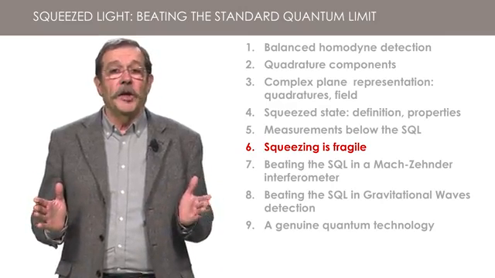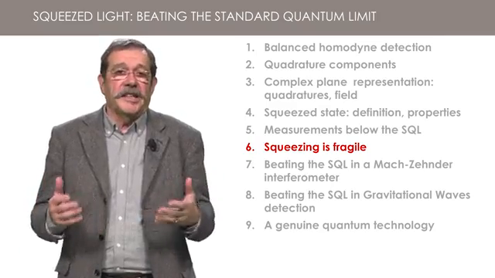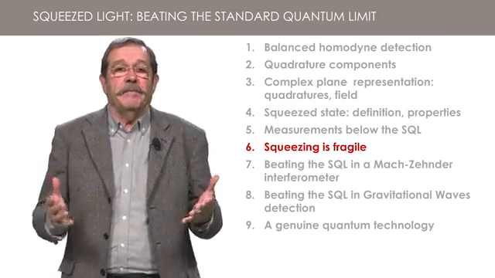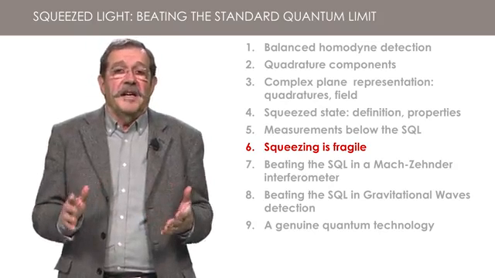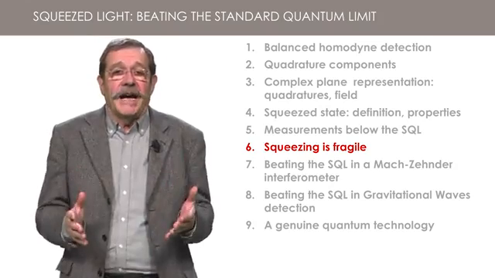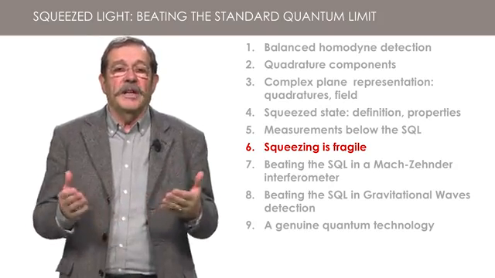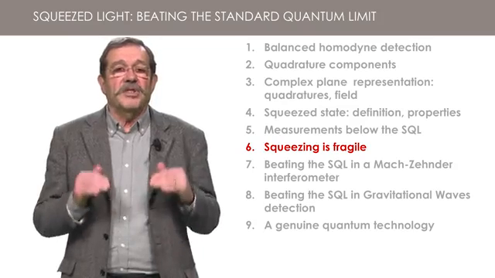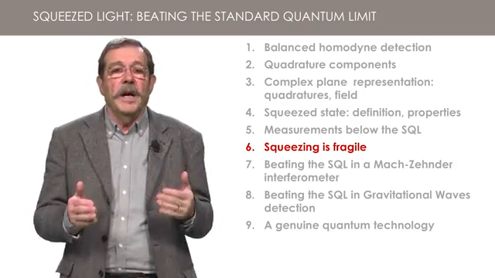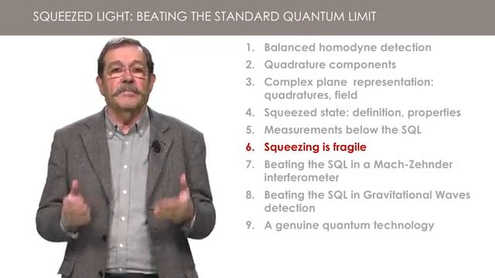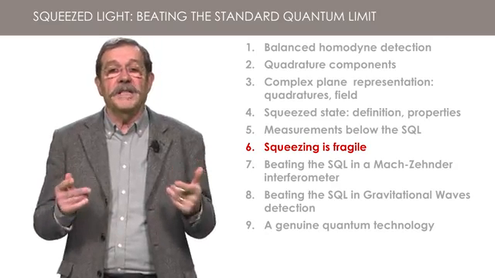At this point, you should be enthusiastic about squeezing and think that it has already revolutionized metrology. In fact, it is not the case because squeezing is fragile and using it demands extraordinary technical efforts. It is thus only in very specific cases that squeezing is used, and we will see the best example in the next section. But why is squeezing fragile?